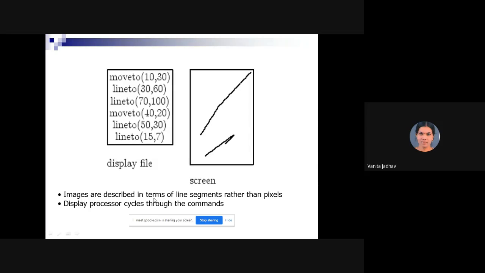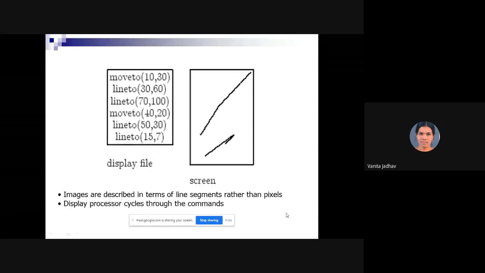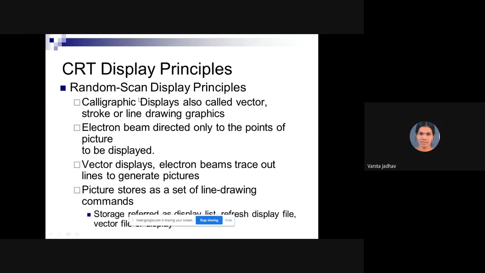So images are described in terms of line segments rather than pixels. So we used pixels in raster scan display, and we are using lines in case of random scan display. So the display processor cycles through the commands. It processes all these commands one by one, and accordingly the picture gets generated. So this is nothing but random scan display. These are the 3 slides related to random scan display principle.